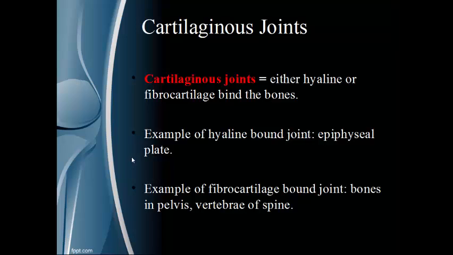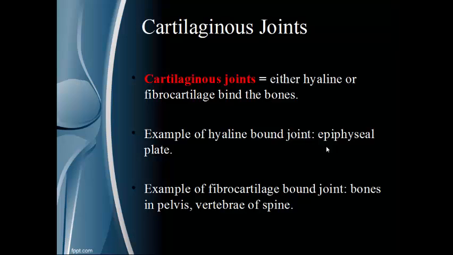Next one, cartilaginous joints. These are held together by a different type of cartilage. It'd either be hyaline cartilage or fibrocartilage. An example of a cartilaginous joint that uses hyaline cartilage is the epiphyseal plate. And technically, this is a temporary joint, because once you get to your 20s, this epiphyseal plate will be gone, and so that joint is no longer there anymore. So that's an example of a hyaline bound joint.